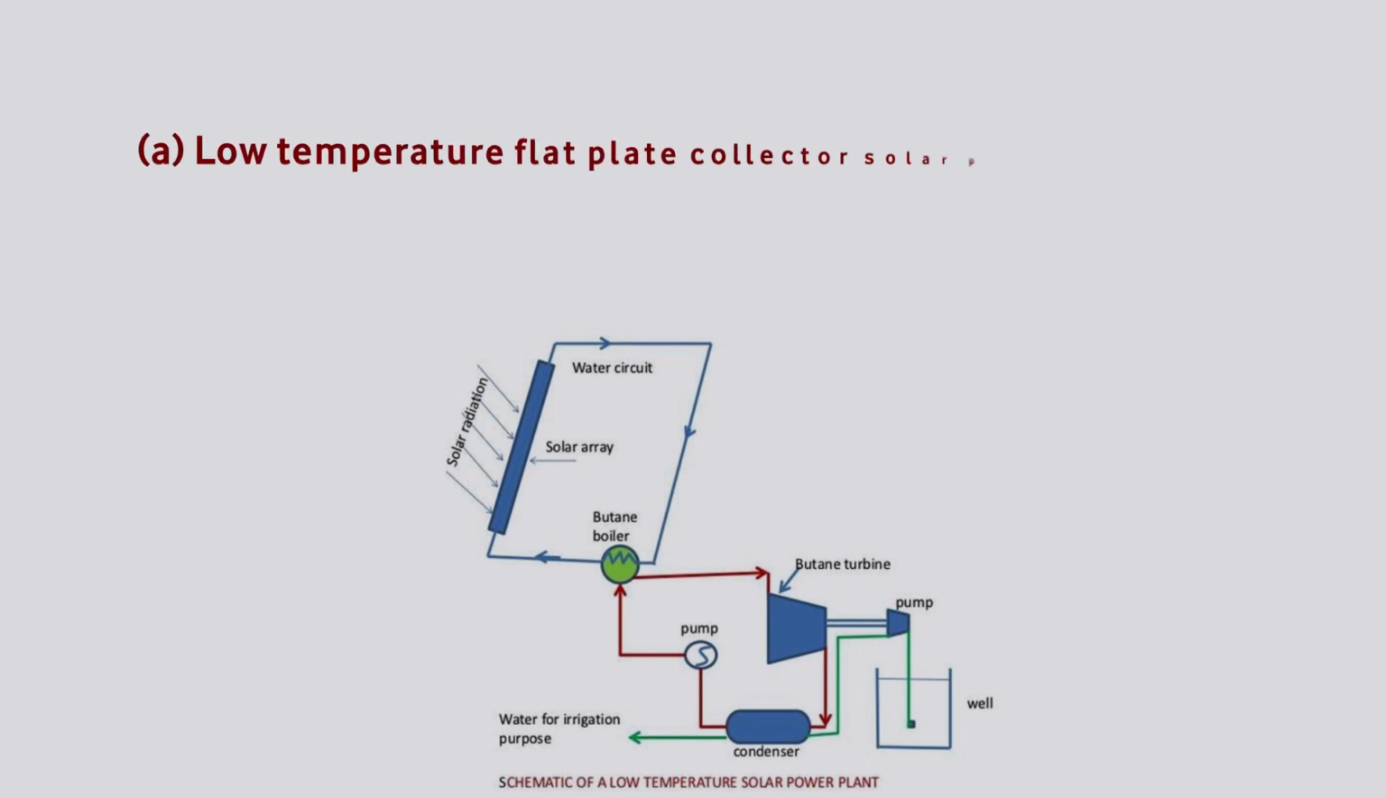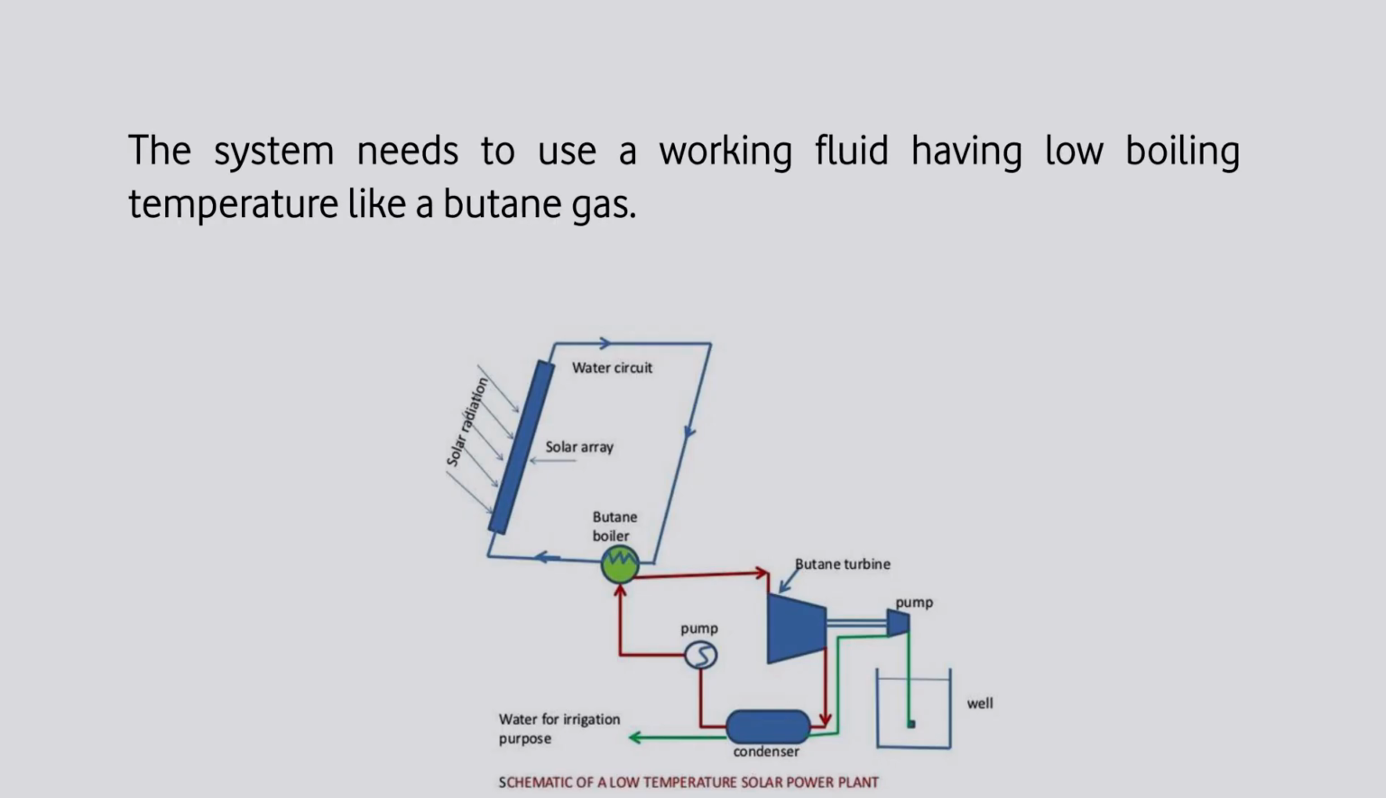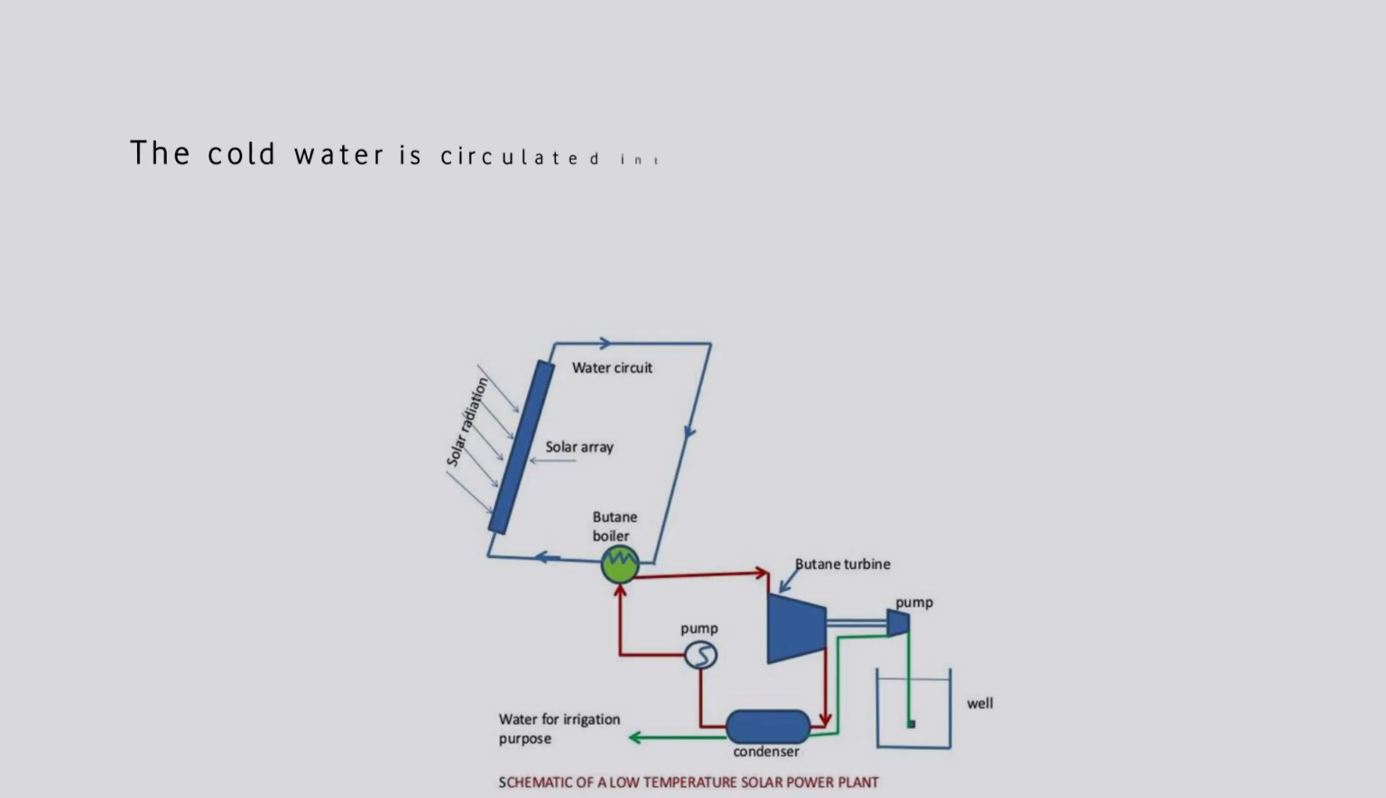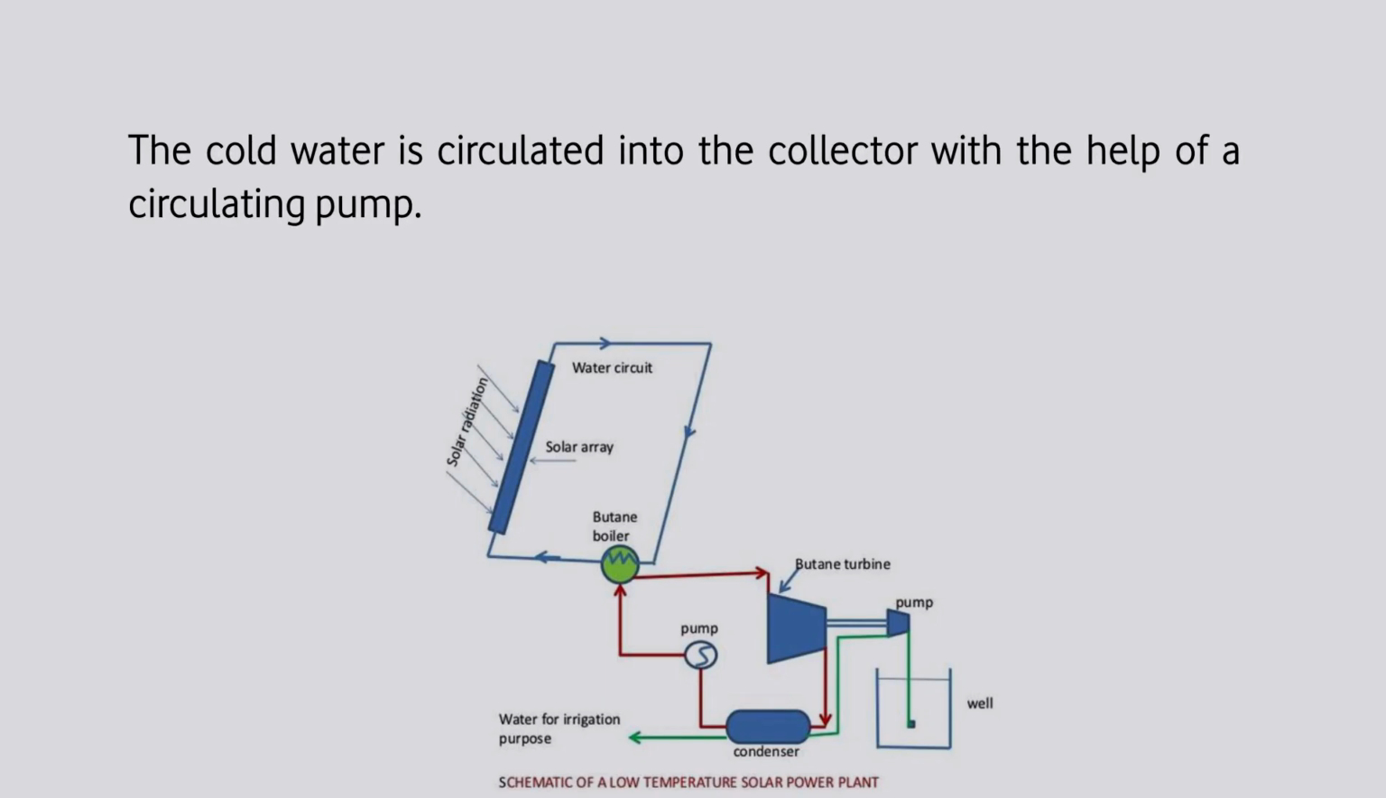Now we will discuss the low temperature flat plate collector solar power system. Since the water can be only heated to 80 degrees centigrade in a flat collector, the system needs to use a working fluid having low boiling temperature like butane gas. The system consists of an array of flat plate collectors. The cold water is circulated into the collector with the help of a circulating pump.